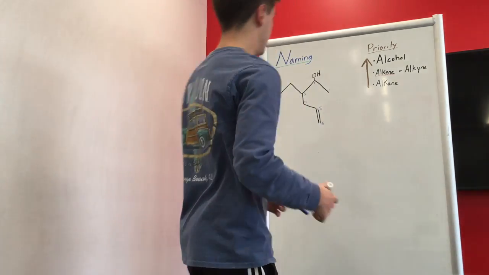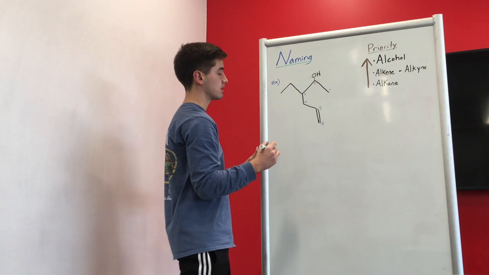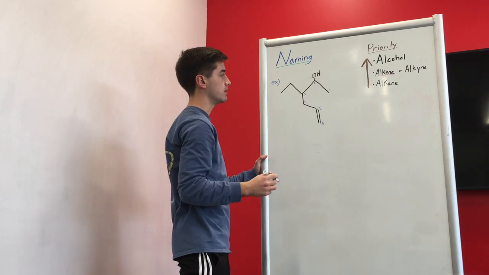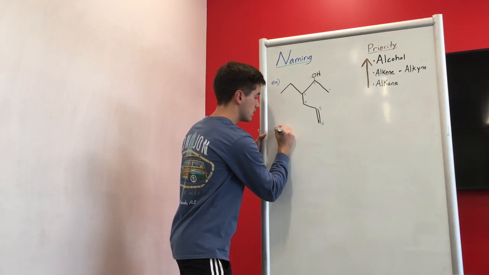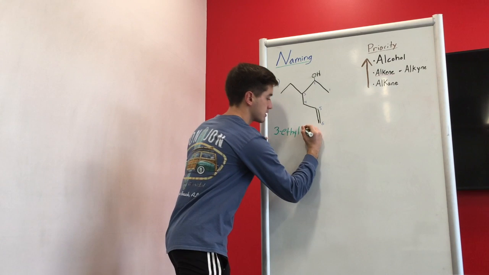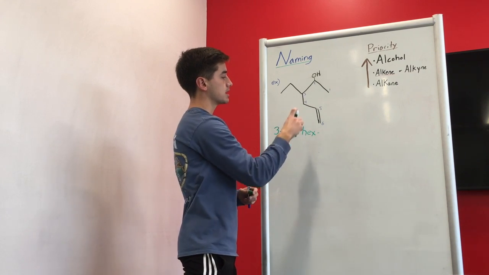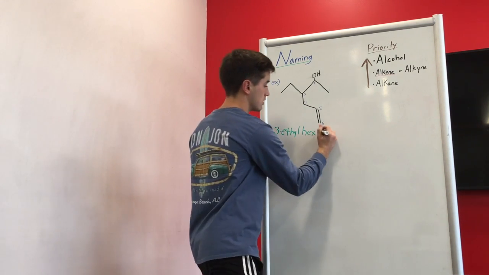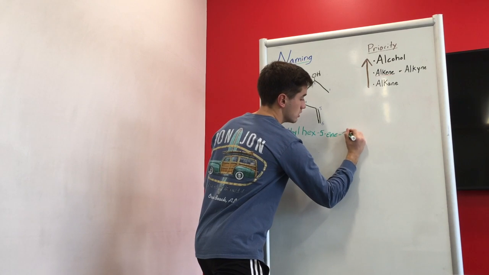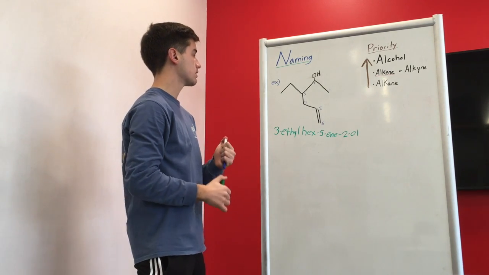So for this carbon chain, we have an OH on the second, we have an alkene on the 5th carbon, and we have an ethyl group on the 3rd carbon. So you start off by naming 3-ethyl, and then it's 6 carbons, so it's going to be a hex group. And since alcohol takes priority, you name it 5-ene, 2-ol. And that would be the name of this carbon chain.